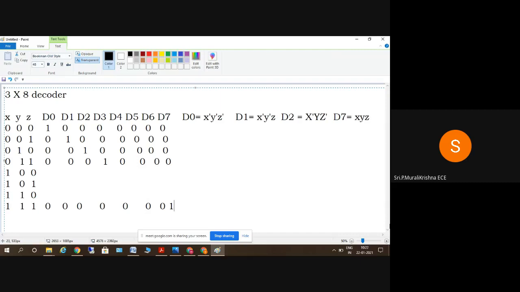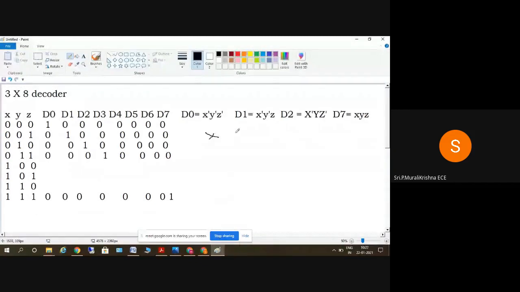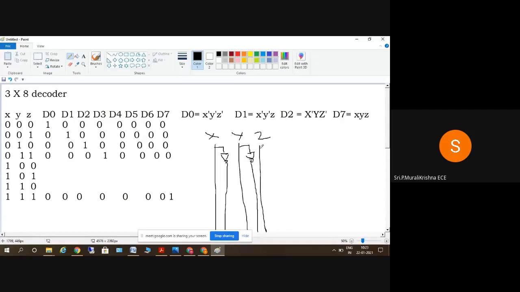So I'll show it like this. Take this as X, Y, Z. This is X bar, this is Y bar, this is Z bar. If I take the example of D naught here, we'll be using 8 AND gates.